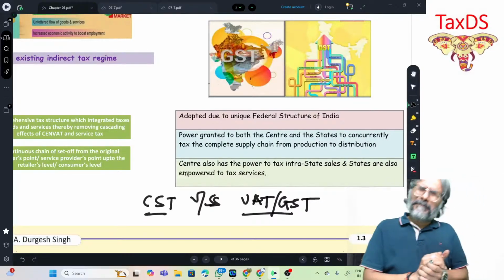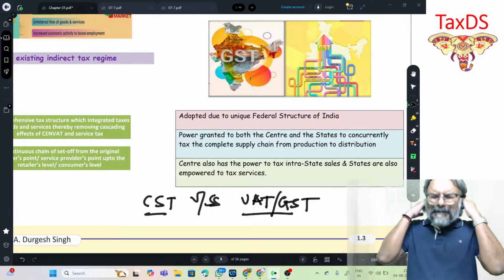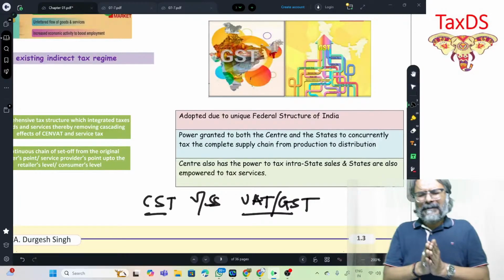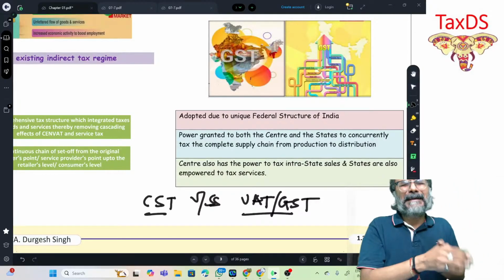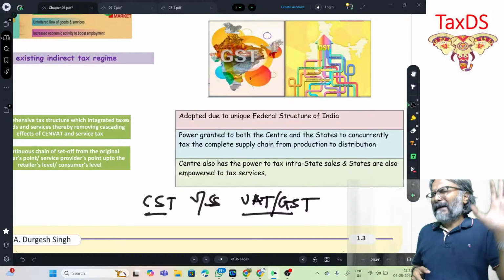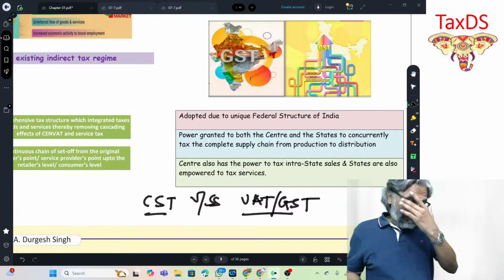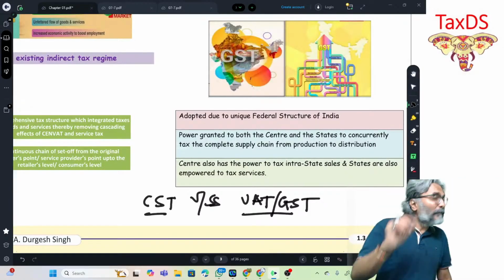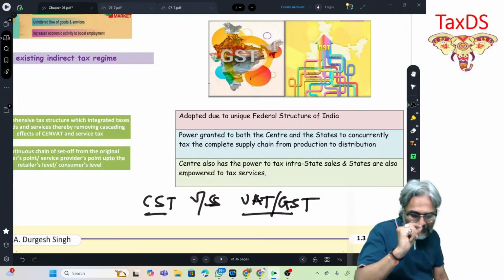Interstate, fine, fair enough. Okay, that distinction is okay. That VAT is intrastate and CST was interstate. Apart from that, intra and interstate, one of the most important distinctions between this levy and the earlier levy.